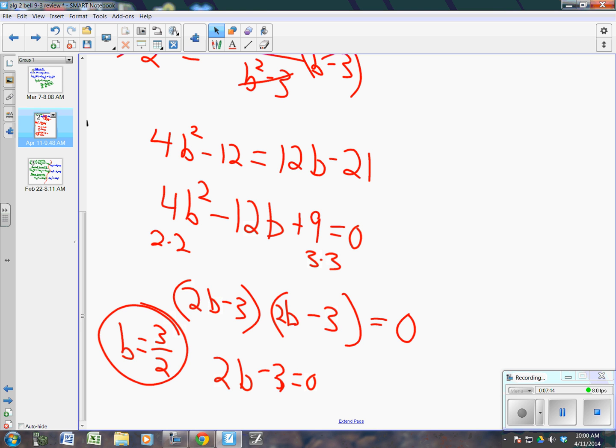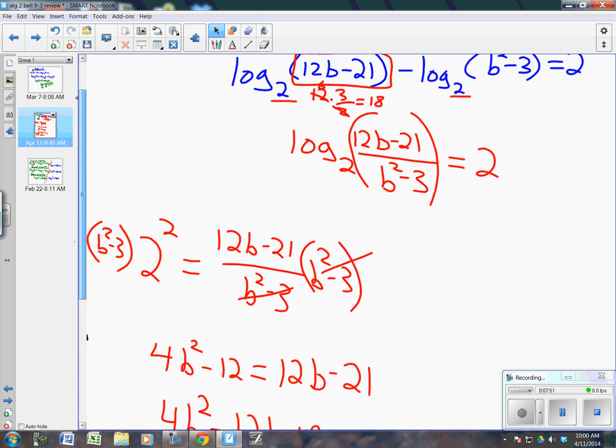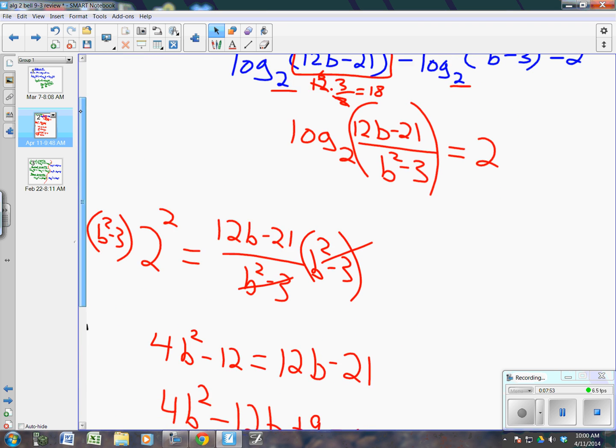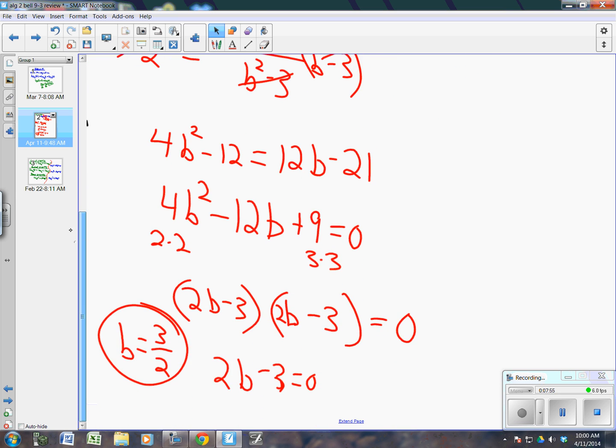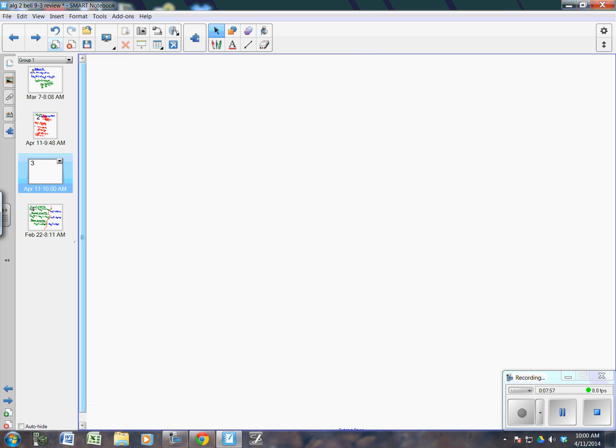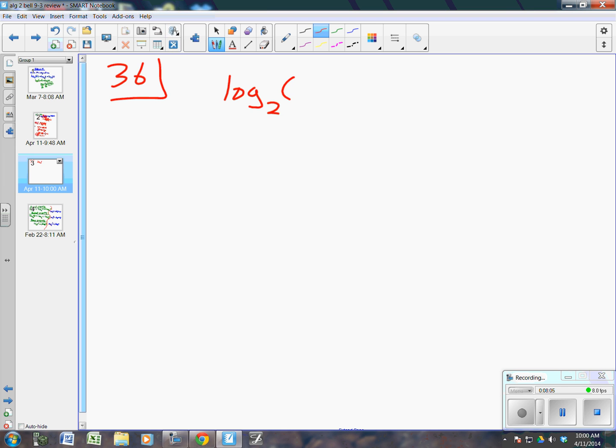Okay. 36 is almost exactly like this, and it's probably a little bit easier than this one. Well, let's try it. Okay. What's the equation? Log base 2 of y plus 2 minus log base 2 of y minus 2 equals 1.